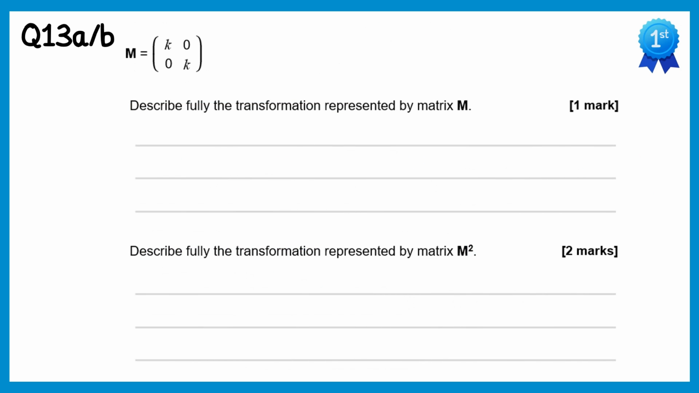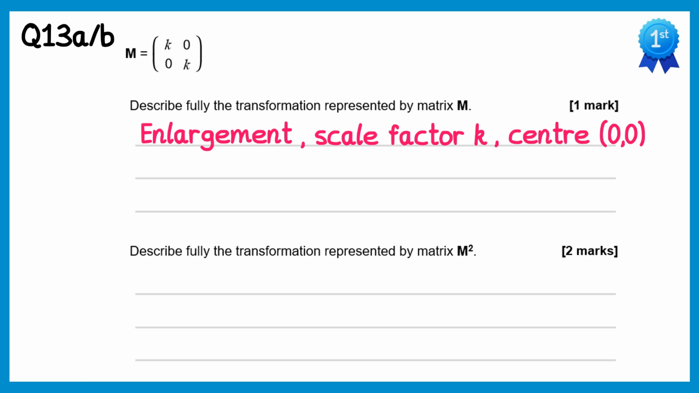In this question, we need to describe the transformation represented by the matrix M. If you ever have a constant number on the leading diagonal of this matrix and zeros everywhere else, you end up with a matrix which represents an enlargement. You should know this one is an enlargement, scale factor k, center 0, 0.